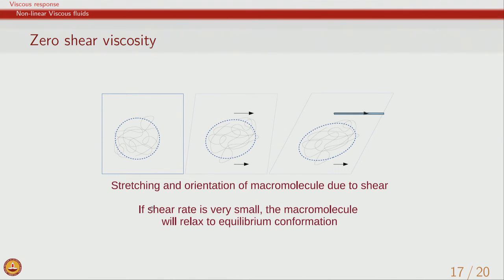Now, if the strain rate is very small, then even though there is a tendency for this molecule to stretch and orient, there is also a tendency for it to go back to its equilibrium state. Therefore, at shear rates which are very low, the difference between velocity here and here is so small that the molecule pretty much maintains the equilibrium shape, and the viscosity which is measured under these conditions is called zero shear viscosity.